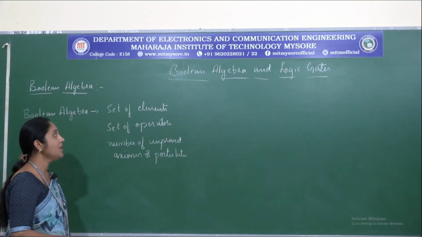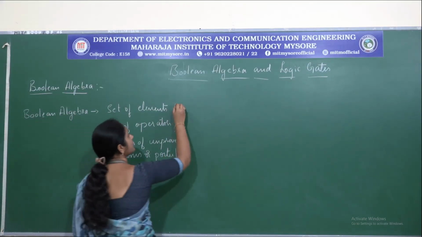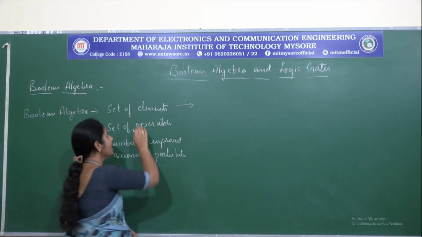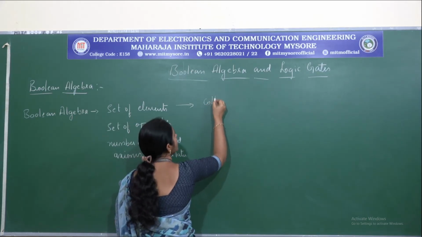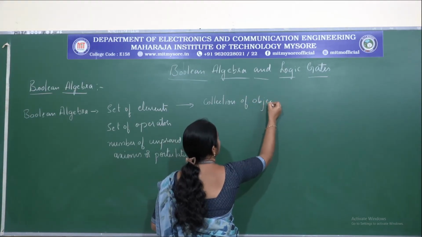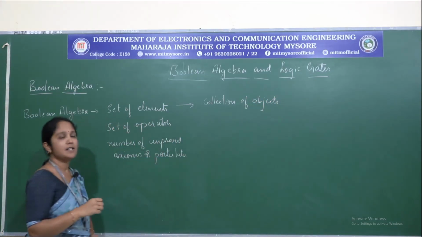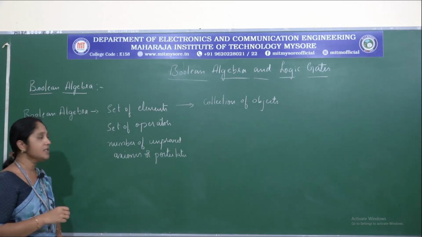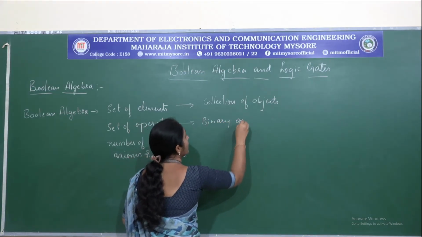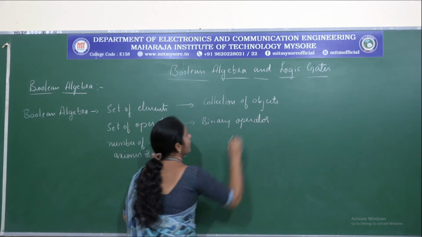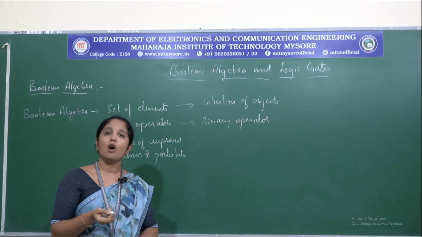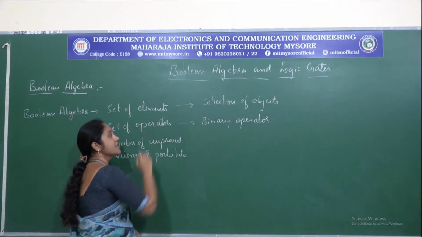If you consider a set of elements, any collection of objects having a common property can be called a set of elements. And then the set of operators. Operators are binary operators. A binary operator is a rule which is applied on a pair of elements which are in the set.